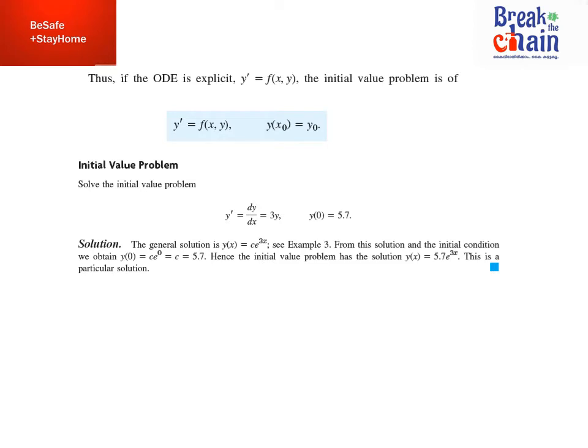So thus, if the ODE is explicit, y dash is equal to f of x, y, the initial value problem is y dash is equal to f of x, y, with y of x0 is equal to y0. And here you can see an example for an initial value problem. Here y dash is equal to 3y and y of 0 is equal to 5.7. So this y of 0 is equal to 5.7 can be used to find out the arbitrary constant, and thus you will be getting only a particular solution of this given differential equation.